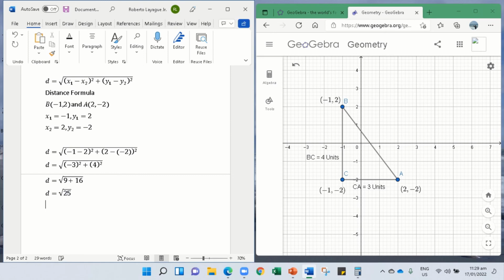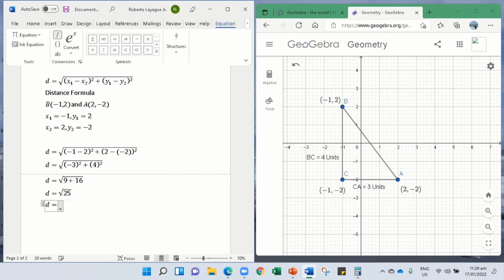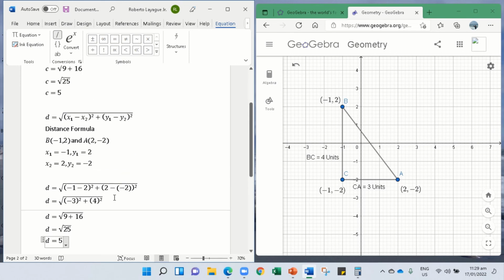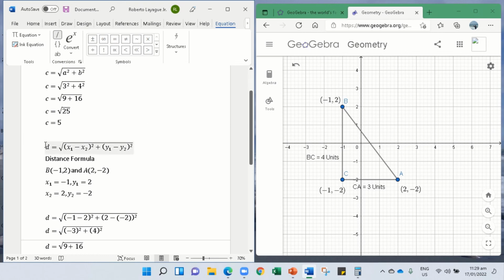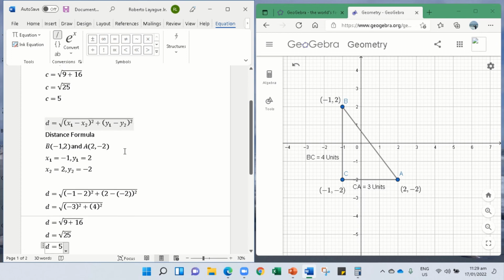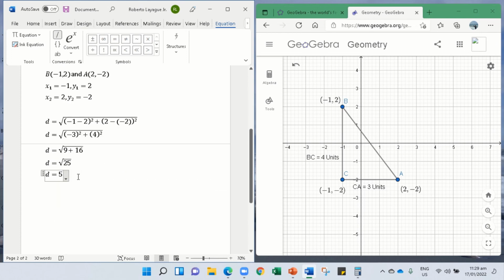And I believe we now got the answer: d is equal to 5. So that's how it works when you look at the distance formula. This is the inspiration if you know the distance. It was formulated using the Pythagorean theorem, which is d is equal to the square root of the square of the difference of the x coordinates plus the square of the difference of the y coordinates. And in the problem, the answer is 5.